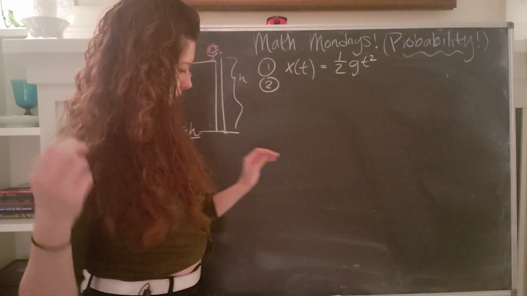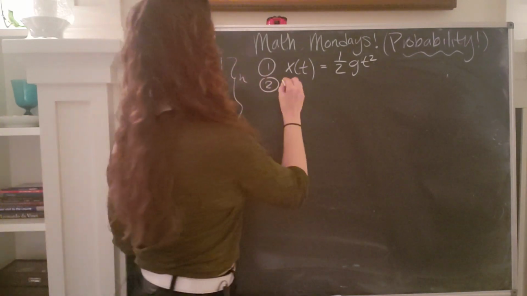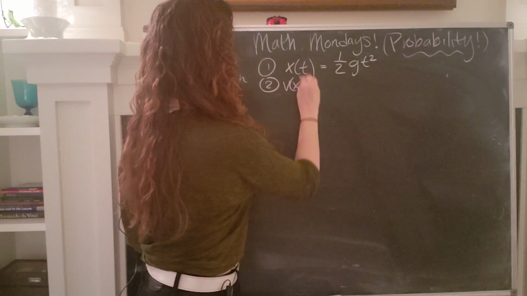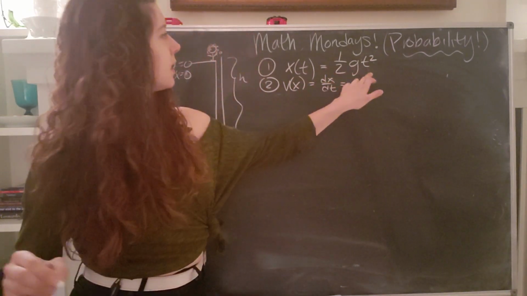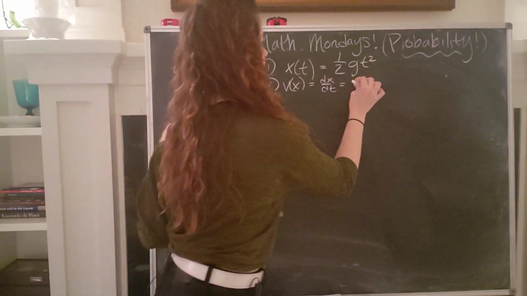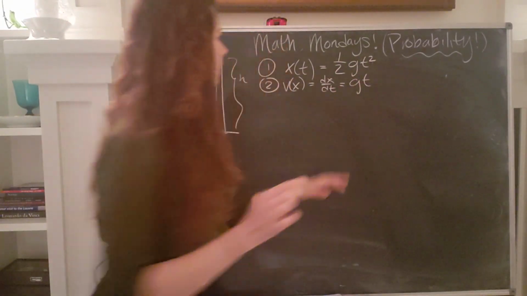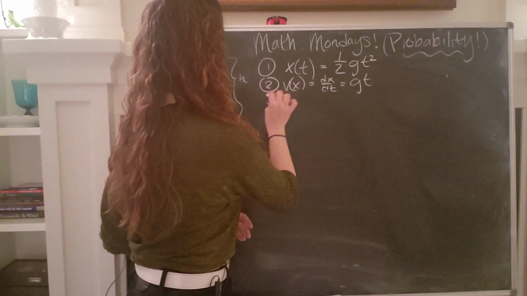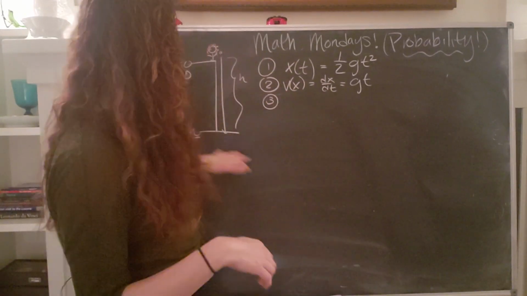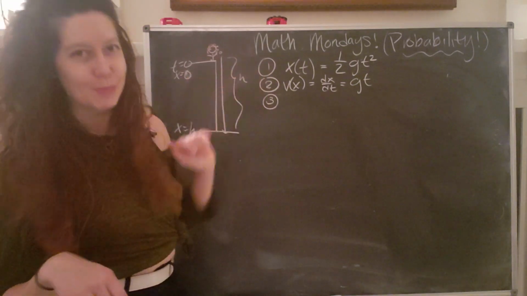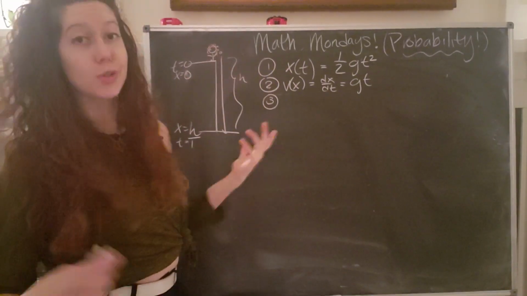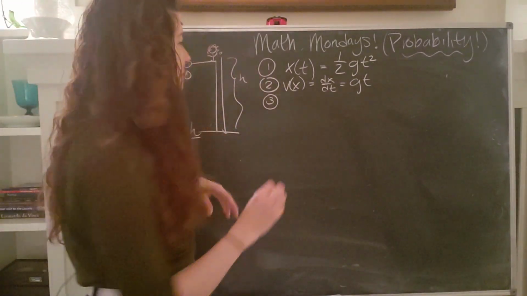Okay, so now the second thing that we have to do is figure out the velocity v of x equals dx/dt. We just take the derivative with respect to t and we get gt. Okay, and now we're like, wait a second, what is the total time? I want something using the variables that we are given in this equation, which is not much, but that's okay, we don't need a lot.